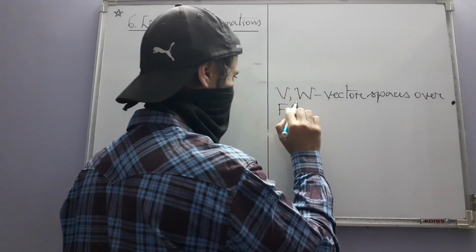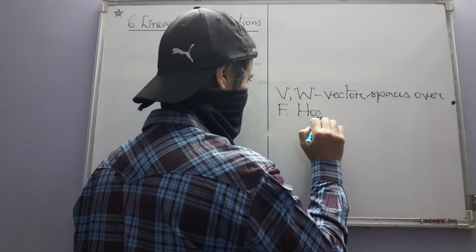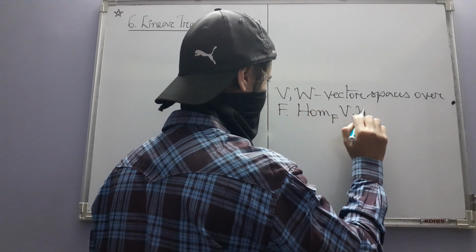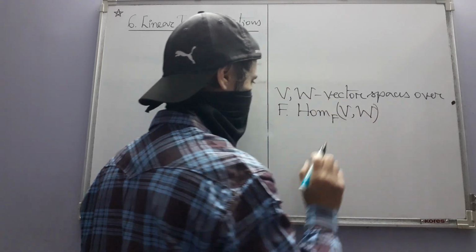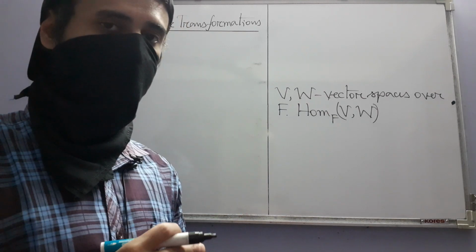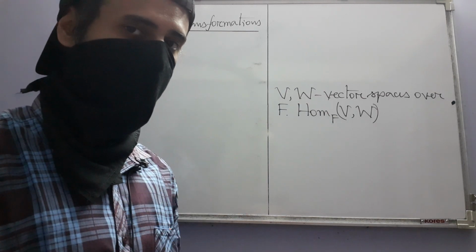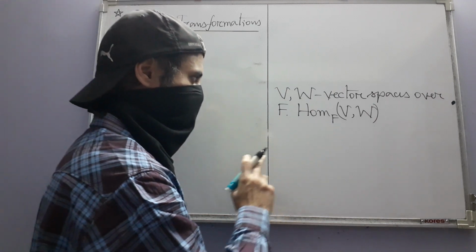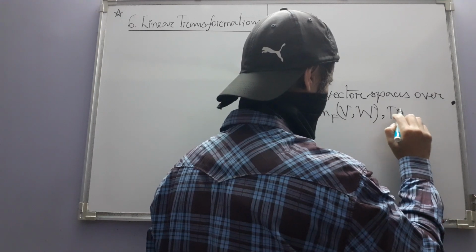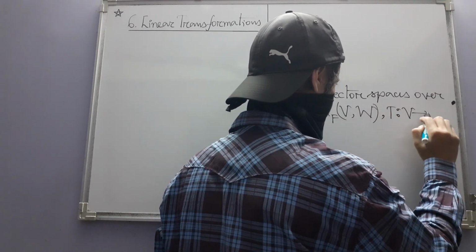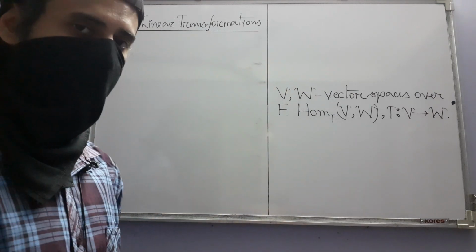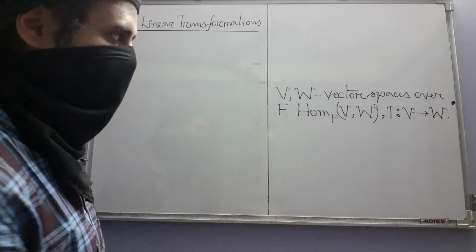Then by this symbol we mean the set of all vector space homomorphisms from V into W. That is, the elements in this set are functions like this from V into W, which are vector space homomorphisms from V into W.